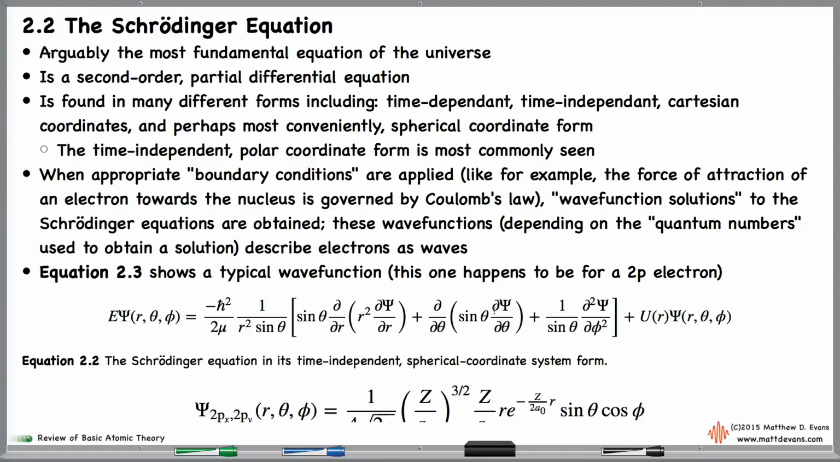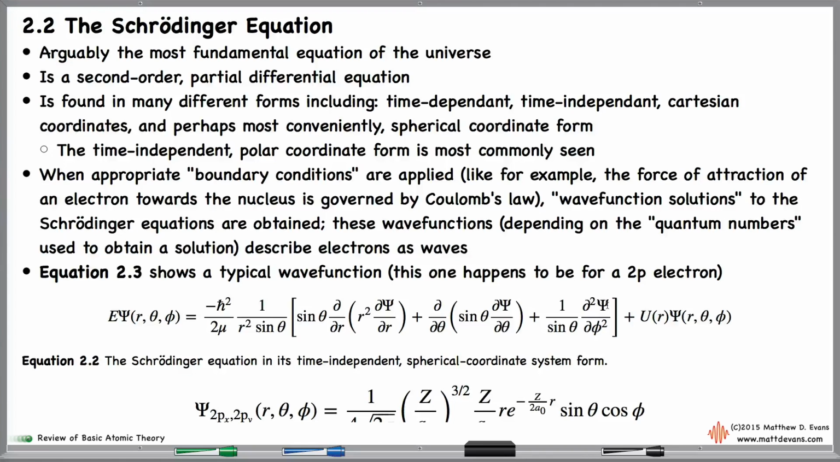What you get out of this is when you apply boundary conditions, and in the case of an atom, an example of a boundary condition is that the electron, which is negatively charged, is attracted to the nucleus. That's a boundary condition. We apply those to the Schrödinger equation, and then we get what are known as solutions to the Schrödinger equation, and those solutions are functions, as it turns out, and the function is symbolized by psi, okay?